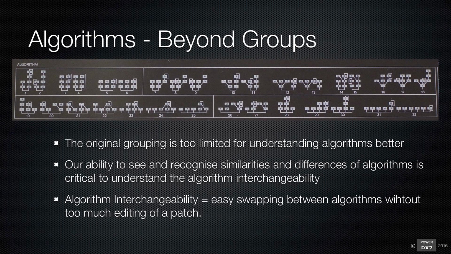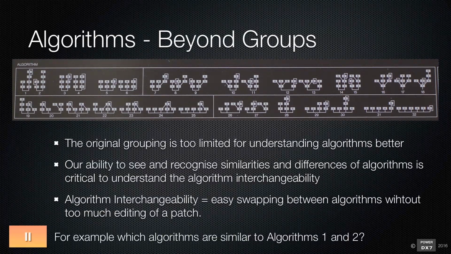What I mean by the algorithm interchangeability is that those algorithms are quite easily swapped to one another for providing varying levels of frequency modulation as well as additive synthesis. For example, which algorithms are similar to algorithms 1 and 2? Let's pause here for a few minutes and try finding algorithms that are very similar. Once you've identified, let's compare your finding against my finding.